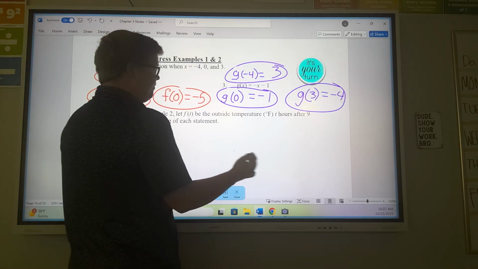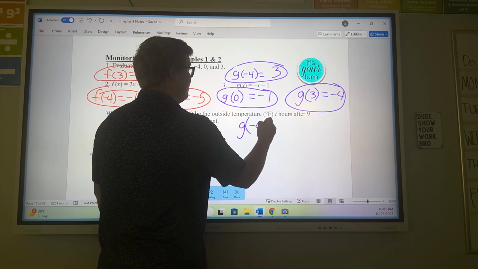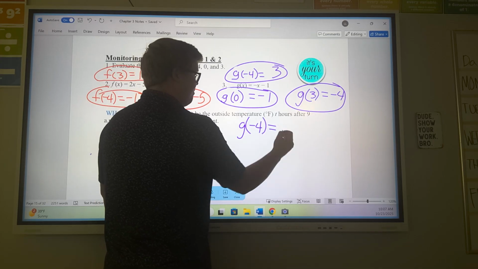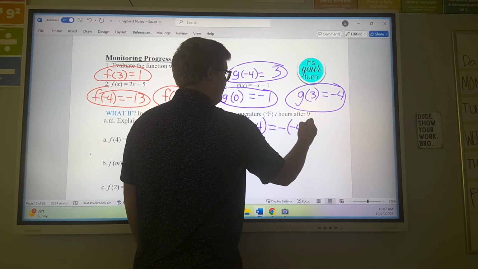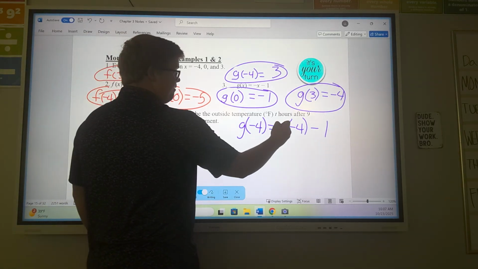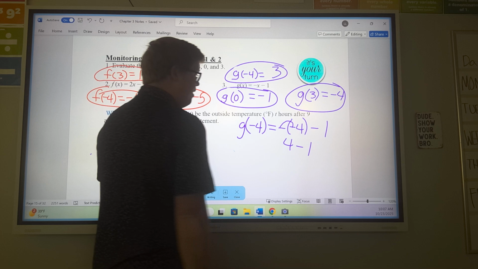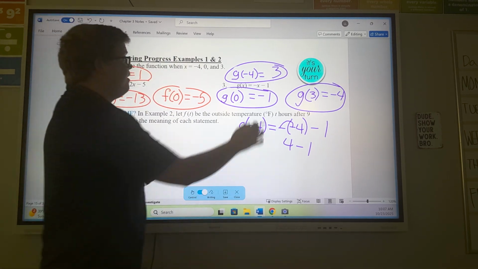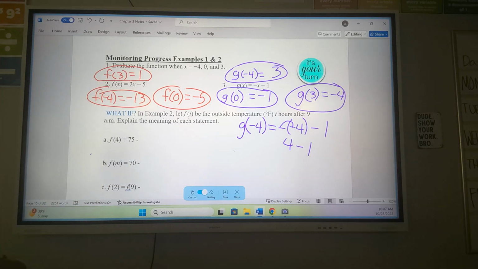So let's set it up. I'll just solve that one real quick. I have g, and I put a negative 4 in. Equals, remember that the negative stays with our variable, so negative, and then negative 4, minus 1. Now remember, when we have 2 negatives, they turn to a positive, so really this is 4 minus 1, and 4 minus 1 is 3. That's how we got 3. All right, make sure you got the right answers, and then we're going to move on.